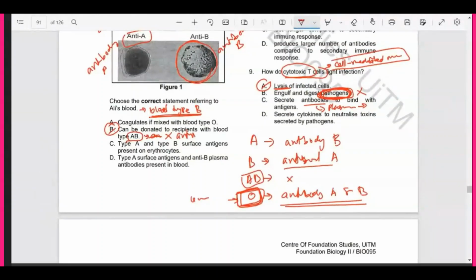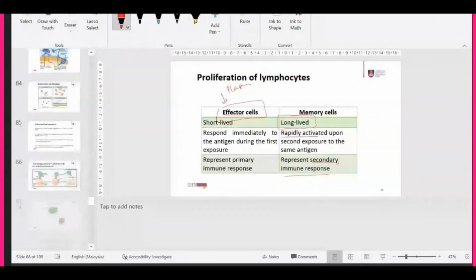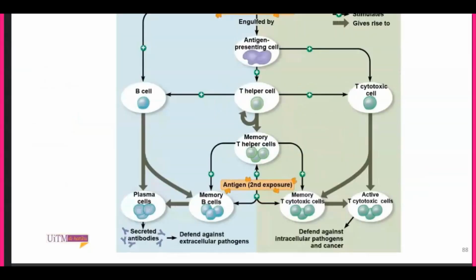So nanti you just refer back to this diagram here. Kan? So this diagram, it explains basically macam mana third line defense work. Kan? Third line defense, acquired immunity, ada dua. Antibody mediated and cell mediated immune response. Antibody ada sama juga dengan humoral immune response. Antibody melibatkan B cell, cell mediated melibatkan cytotoxic T cell.